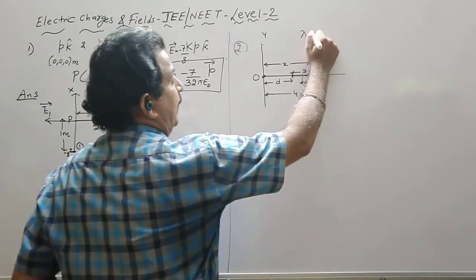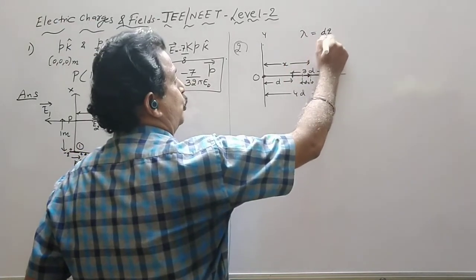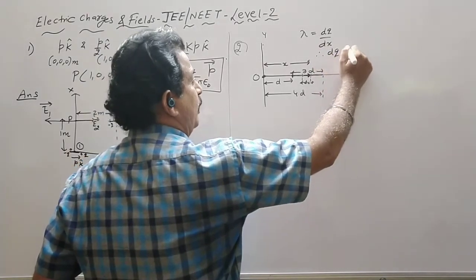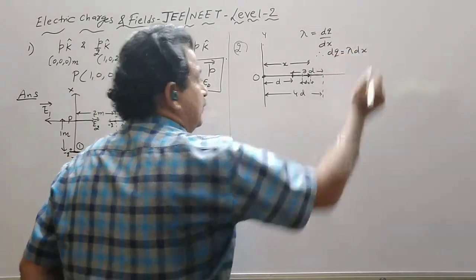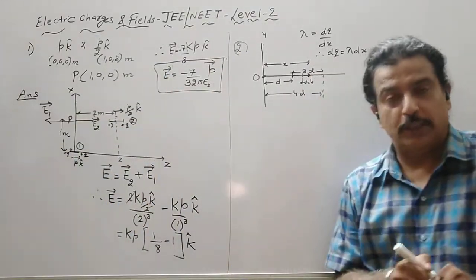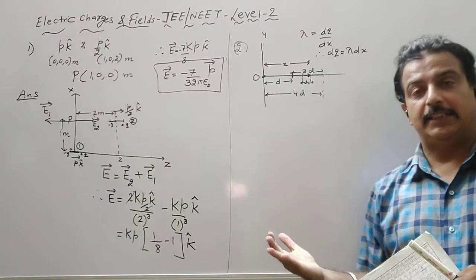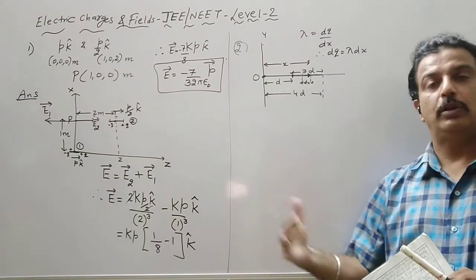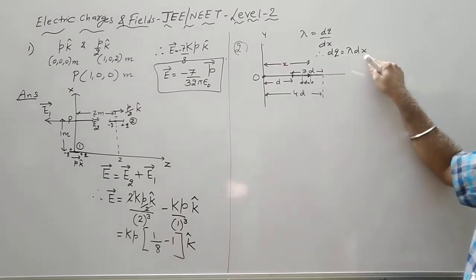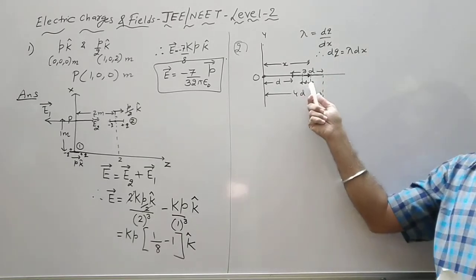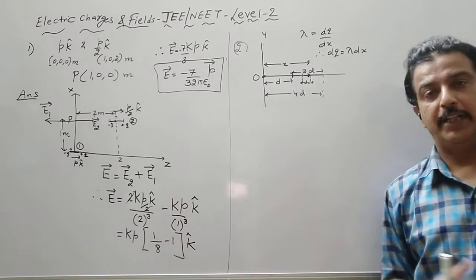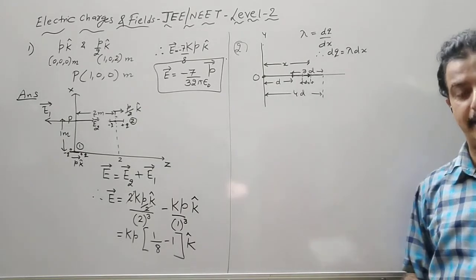Now lambda can be written as dq by dx. Therefore dq is equal to lambda dx. Lambda is a constant, that is charge per unit length, how many coulombs of charge are in 1 meter. So dq is equal to lambda dx. If our length is, say, half a meter, we multiply lambda by half a meter and we get that charge. So it is a small element.